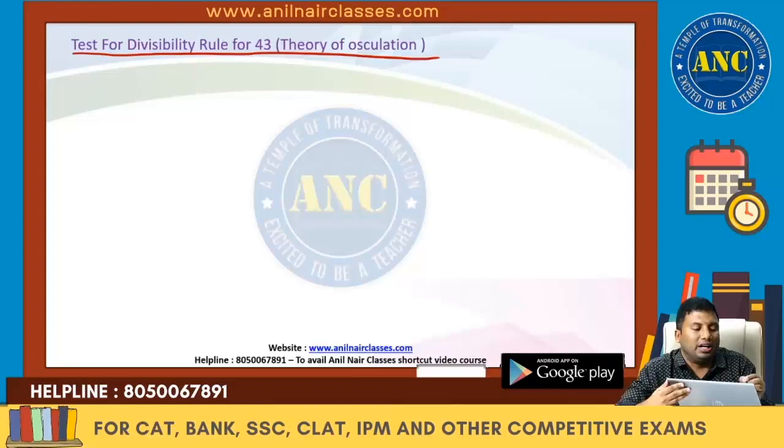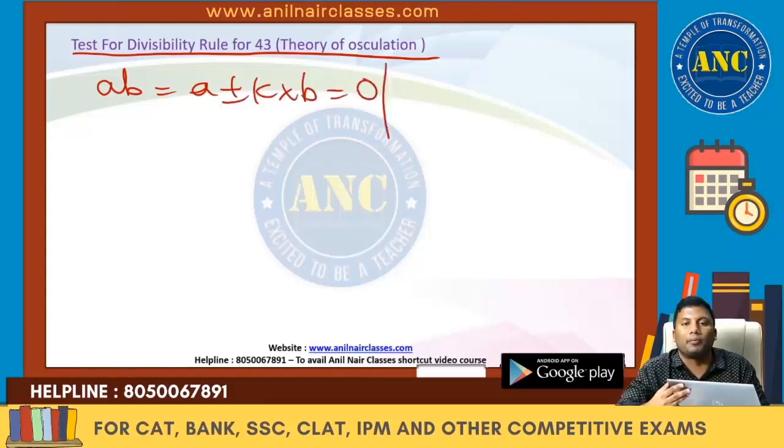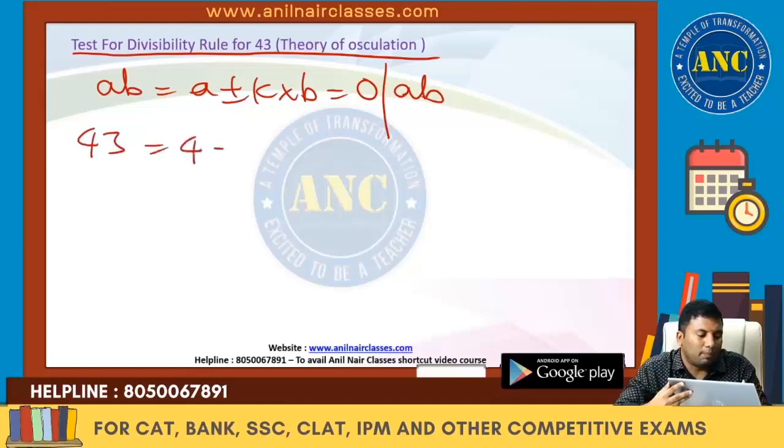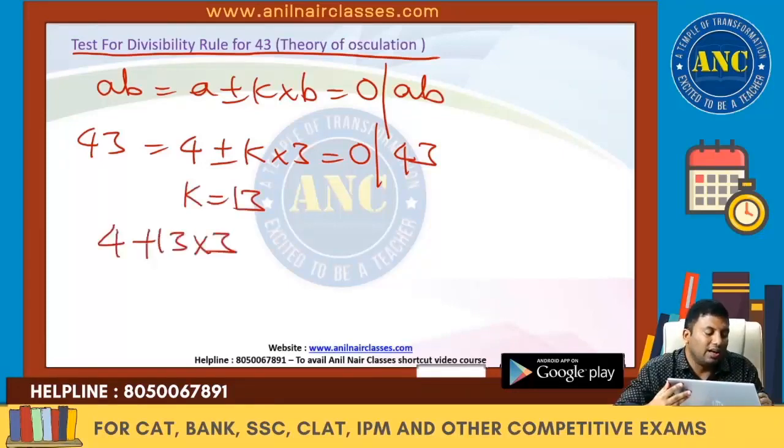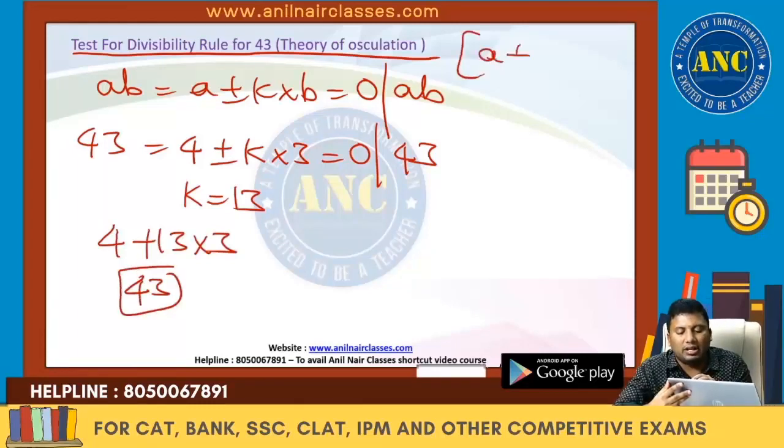Divisibility rule for 43. The theory of oscillation states that a plus or minus k times b should be either 0 or divisible by 43. 43 is 4 plus or minus k into 3. If I take k value 13, this is nothing but 4 plus 13 into 3, 39 plus 4 is 43. So the answer is, the divisibility rule for 43 is a plus 13b.